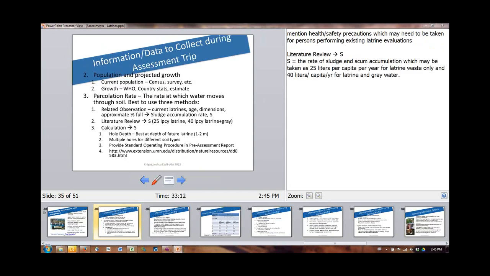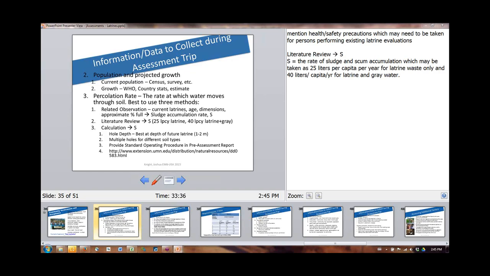All right, so let's talk a little bit more about population. You want to know the current population, of course, but you want to think about how it's growing. The World Health Organization could give that, country stats, or just do an estimate based on your community surveys. Next, let's look at the percolation rate, the rate at which water moves through the soil. We want you to use three methods and use them all to estimate the percolation.